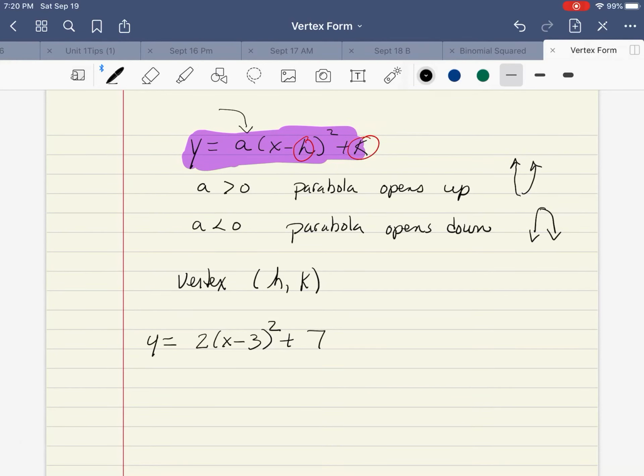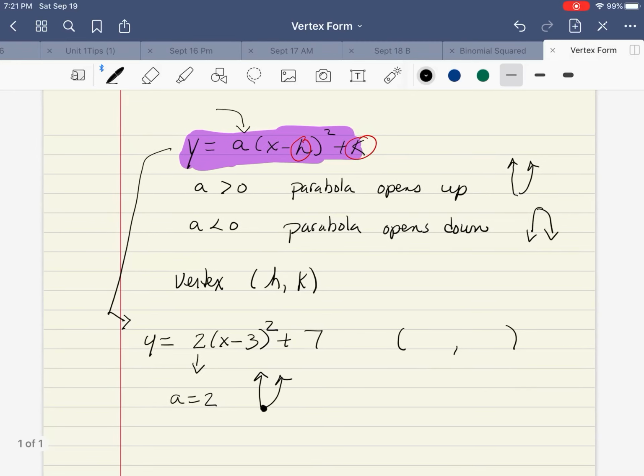y equals 2, bracket x minus 3 squared plus 7. It definitely looks like vertex form. So we're going to see what the value of a is. a is going to be 2. It is right in front of the brackets. That's greater than 0, so my parabola is going to open up. Now, for my vertex, I'm going to go over here. Remember, the vertex is going to be that balancing point, that point of symmetry of your parabola. If you were to draw the line right through it, you would get symmetrical portions of your parabola.